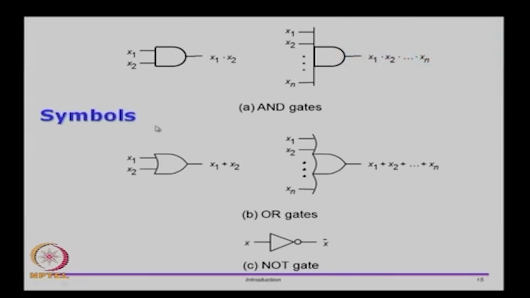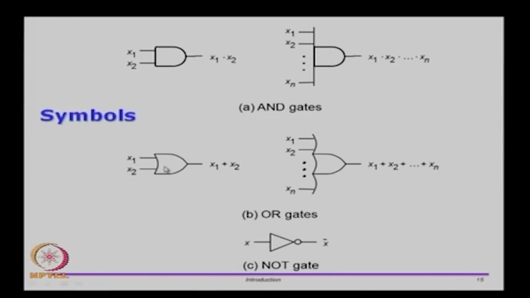These are the standard symbols that are used for these basic operations. So logical AND uses this symbol. It's a line and a semicircle kind of thing here. In this case, we have a 2 input AND, x1 and x2 are the 2 inputs given, and the output is x1 and x2. So remember, AND is dot.